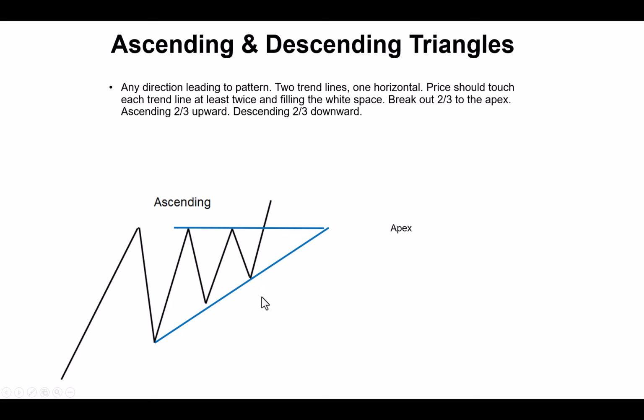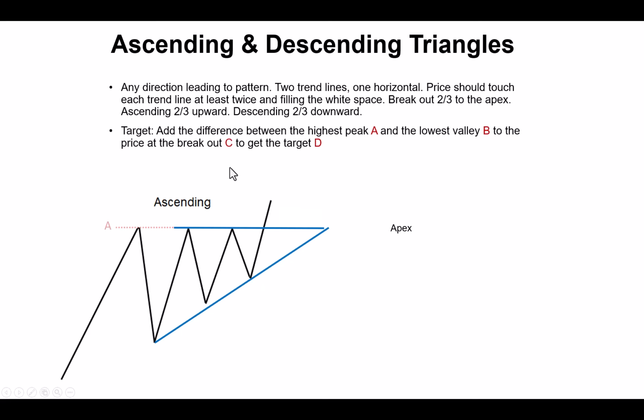So how do we calculate price target and stops there? Well, actually similar to the symmetrical triangle. You take the peak of the triangle and the trough of the triangle, calculate the distance, and add it to the breakout price. And then you can add your stop, and that is your stop.